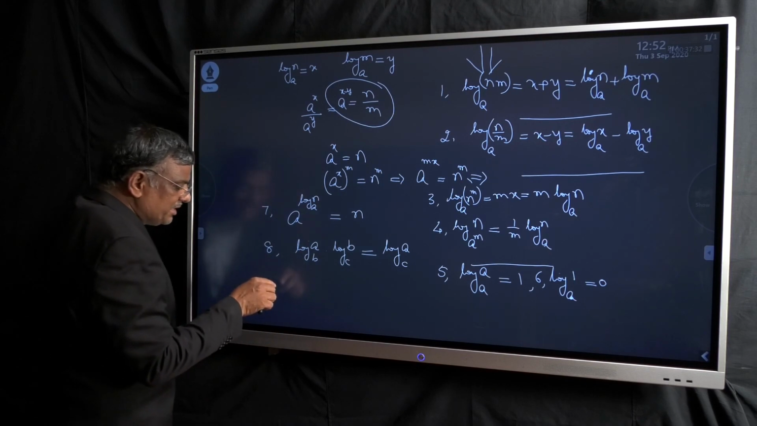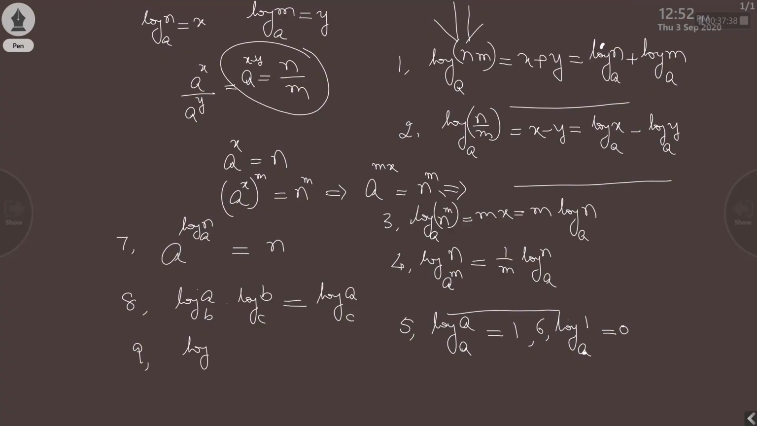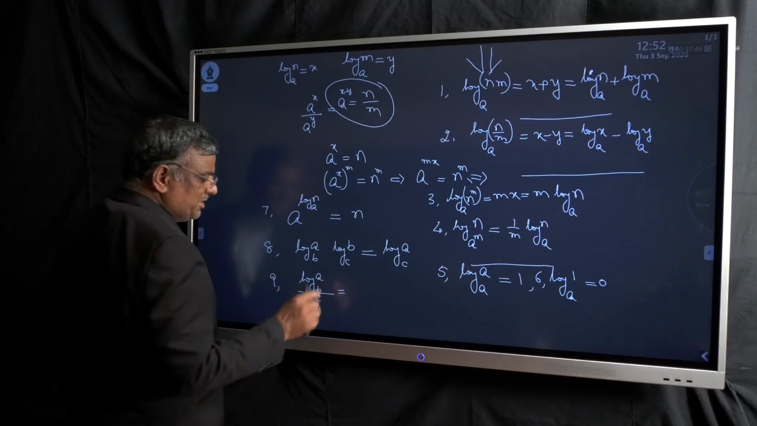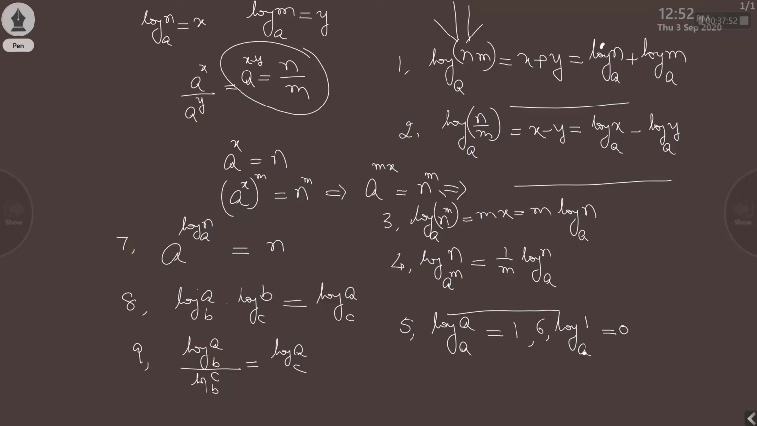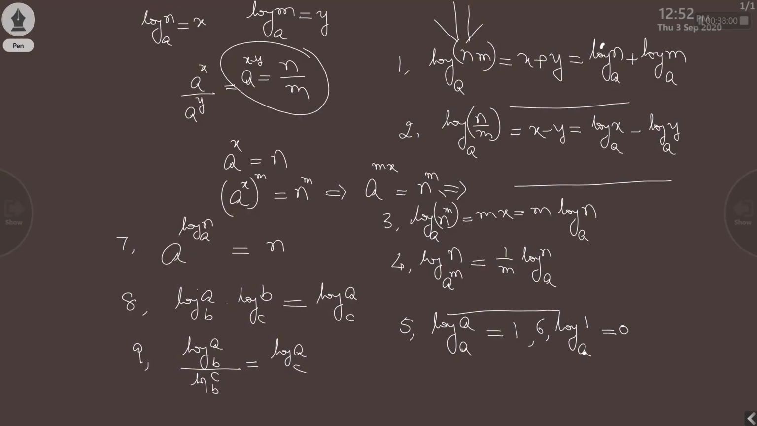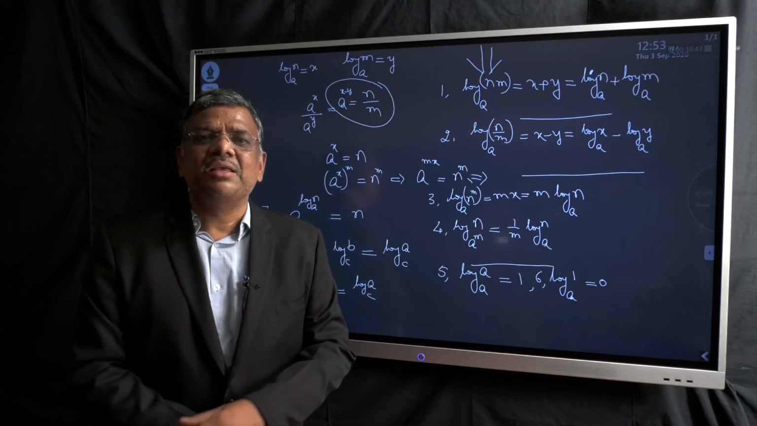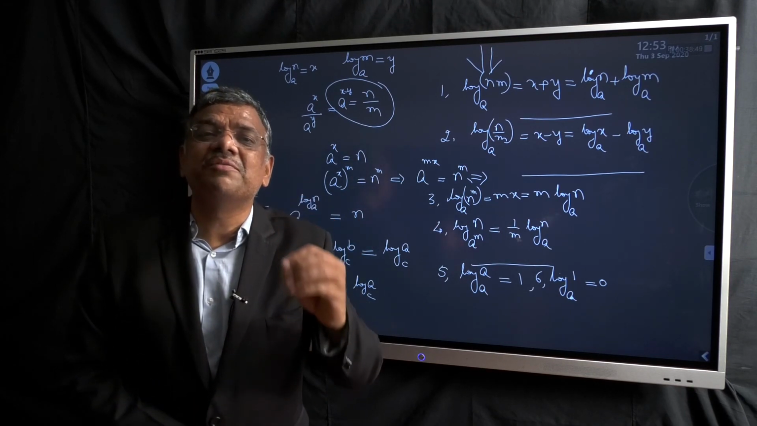Now this property you write reversely. It is the same property but another way of writing. That is, log a to the base b by log c to the base b will be the same as, because the base is the same, log a to the base c, right? This is the 9th property. So these are the 9 properties. With these 9 properties we can solve the problems of logarithm. So this session we will stop here. In the next session, by using these properties of logarithms, we will solve some of the problems, right?